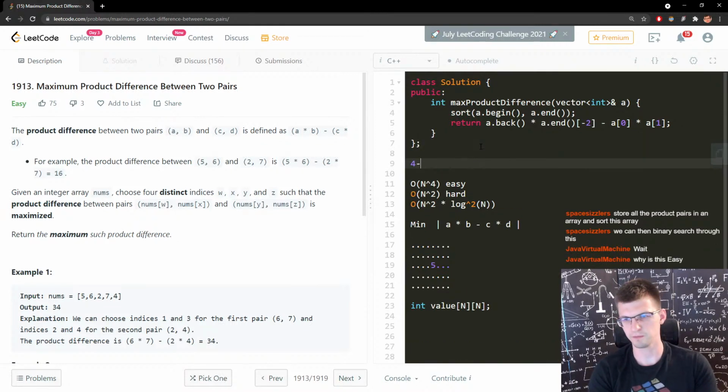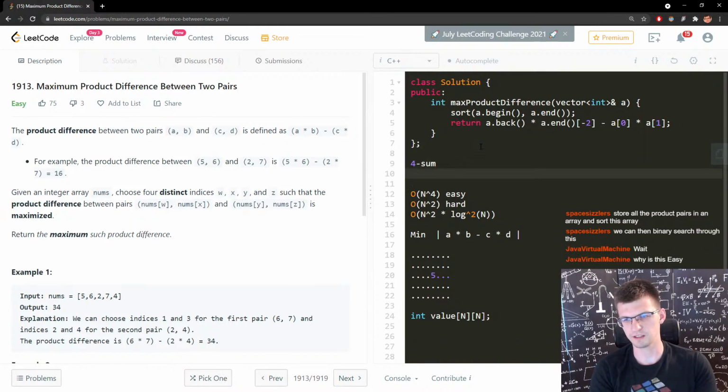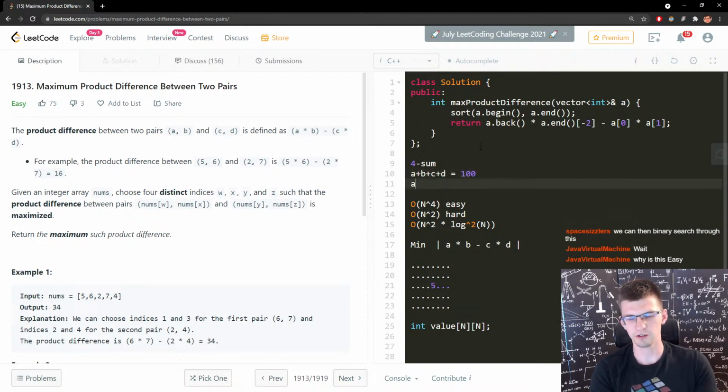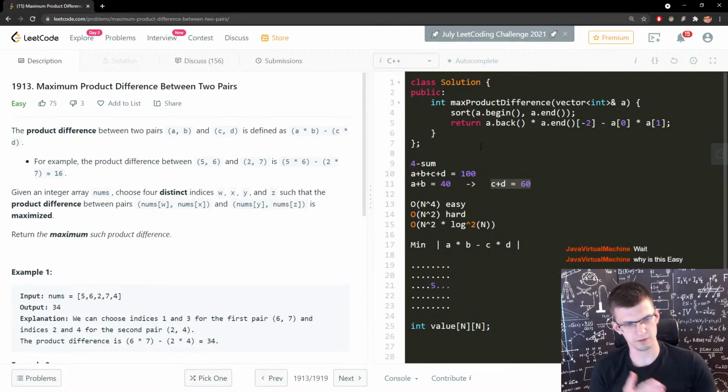Like in 4sum, if you want to get the sum of 4 numbers equal to, let's say, 100, and you already have 2 numbers equal to 40, then you know that you want the remaining c plus d to be equal to 60, right? If you have this for some pair A, B, then you want that. And you can have a map or a set that for value 60 will tell you if you already got it.